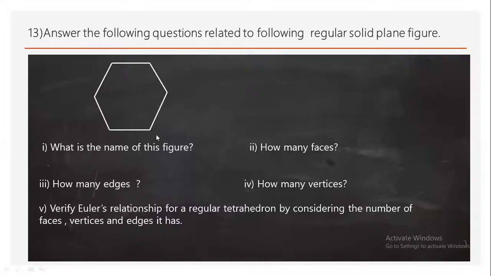Answer the following questions related to the following regular solid plane figures. What is the name of this figure? This is a regular hexagon. Regular means all the sides are equal. Then we can write regular hexagon. 6 sides are there. A 6-sided figure is called a hexagon.